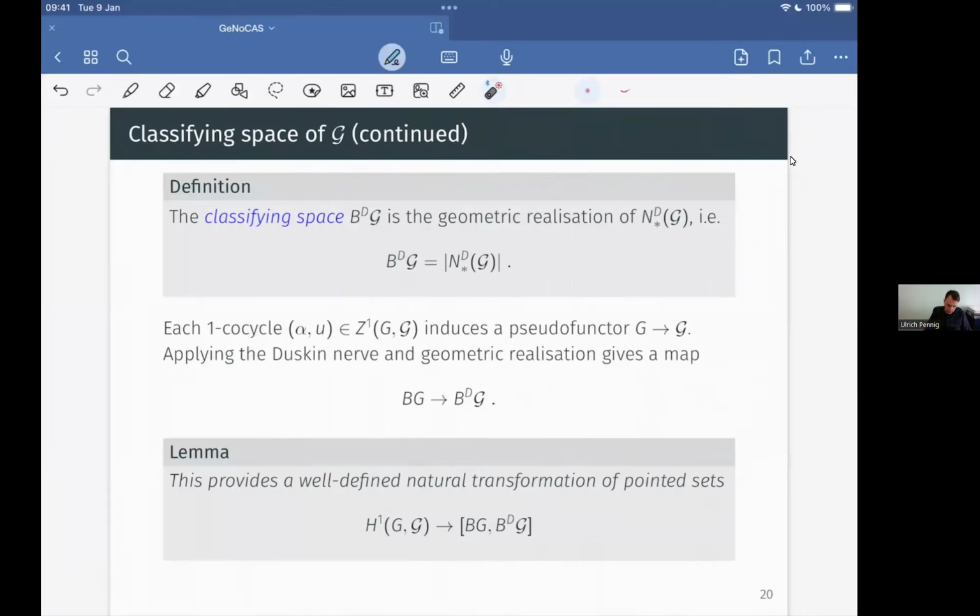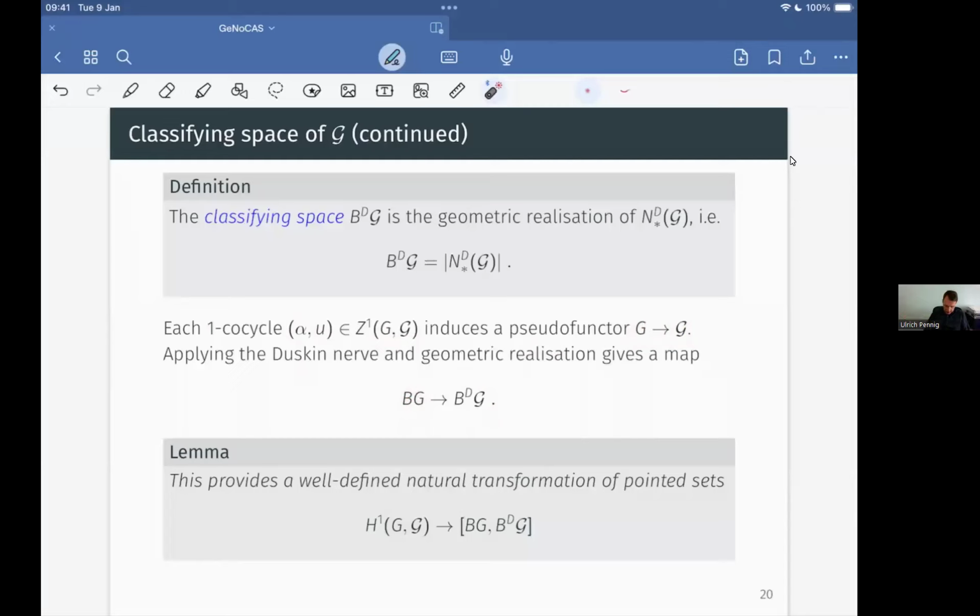And then what happens is that if I have a one cocycle on G with values in the cross module, this gives rise to a pseudo-functor from G, considered as a one category, where G are just the morphisms, to this topological two category from this cross module. And then if I apply the Duskin nerve to both sides and take the geometric realization, I end up with a continuous map like this. And notice if I take the Duskin nerve of this one category associated to G, this just happens to be the ordinary classifying space of the group, so there's nothing fancy happening.